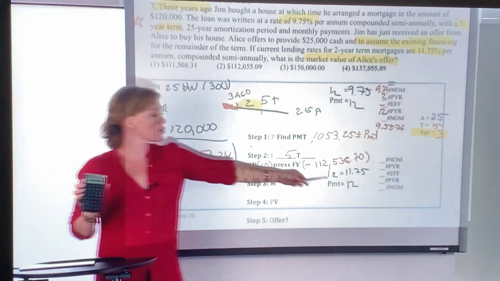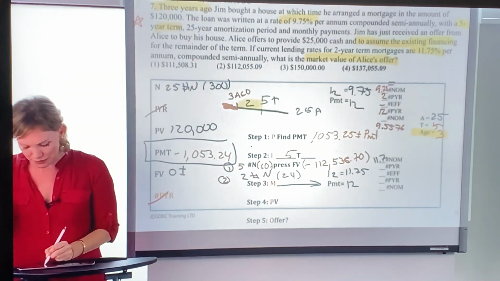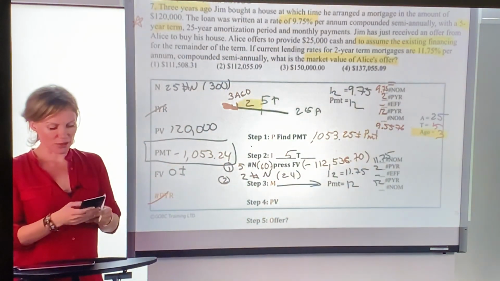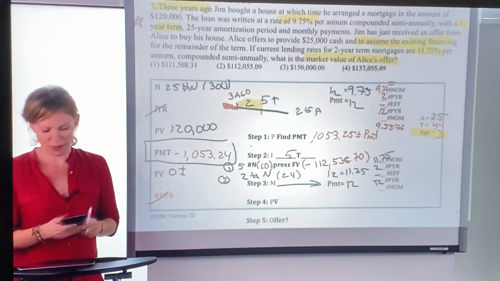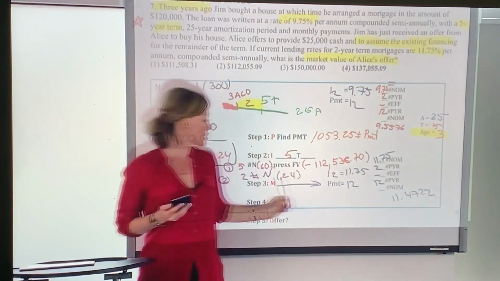Step number 3, what do you do? You do your second market rate. Okay, so let's finish it. Market rate is 11.75 semi-annually, converted to monthly. Let's do this together. So 11.75 shift nom, 2 shift PYR shift effective, 12 shift PYR shift nom. Did you get 11.4722? Good job. So step number 3 is finished.